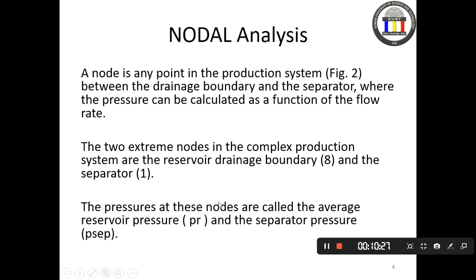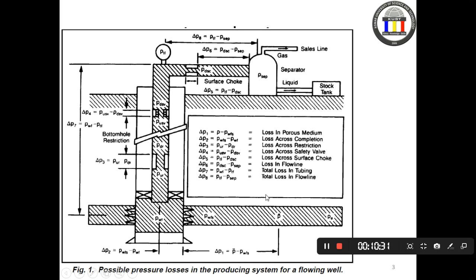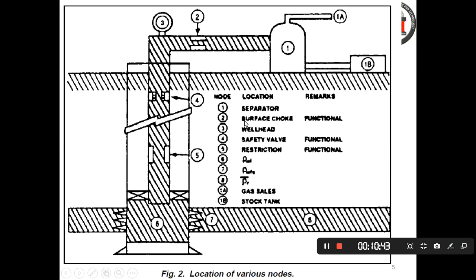So at the extremes, the number 8, we call it the average reservoir pressure, and the separator pressure. So here we call it the average reservoir pressure at this point, and here we call it the separator pressure. Between them, lots of pressure is lost, and as a production engineer, our job is to control it. So these are the nodes we have: 8, 7, 6, 5. So you select any point in the system, any point, and you optimize.